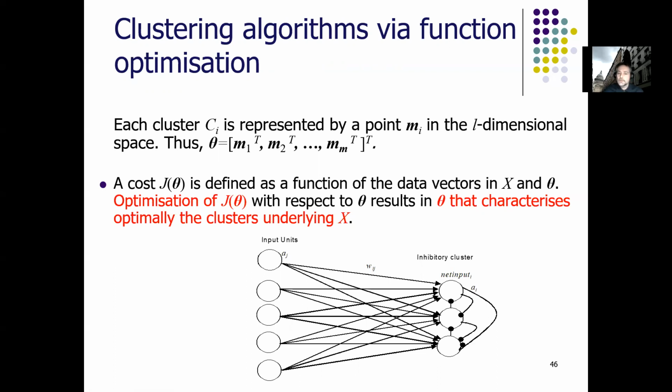We have a cost function, and we optimize that function, minimizing the error again. But as I said, the error is not based on the difference between the desired output and the actual output, because we don't know what the desired output is going to be. But we update the weights, and that helps us to find clusters that represent all these data points that we have.